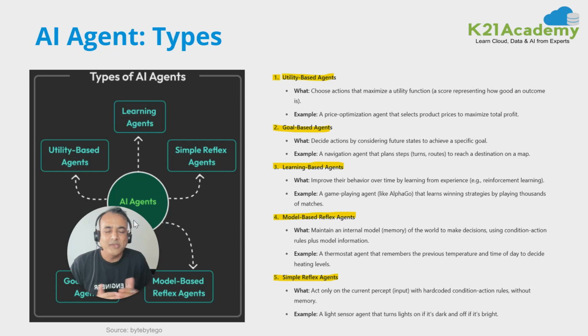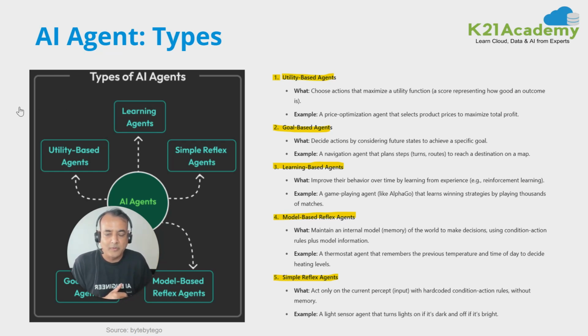Another one is learning based. So it will learn based on experiences. There's something called reinforcement learning in machine learning models. So it'll be using that and improving based on previous learnings, like when you're playing a chess game or some other games.